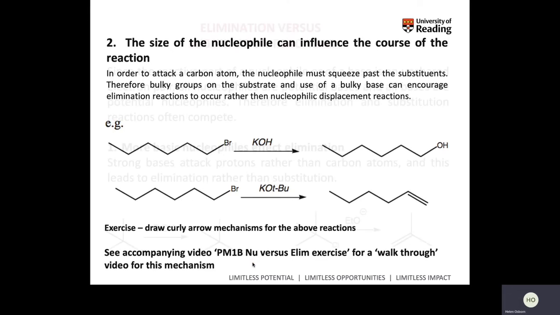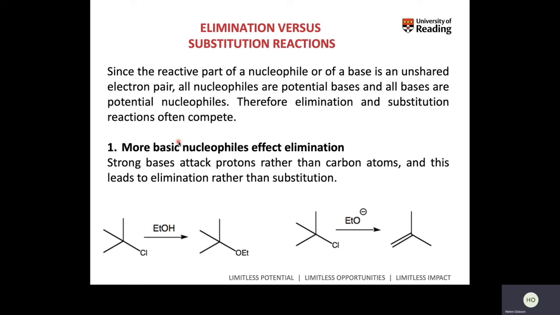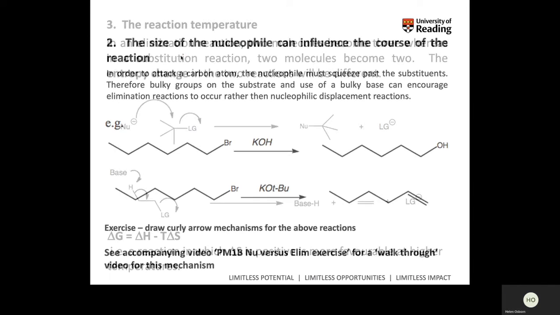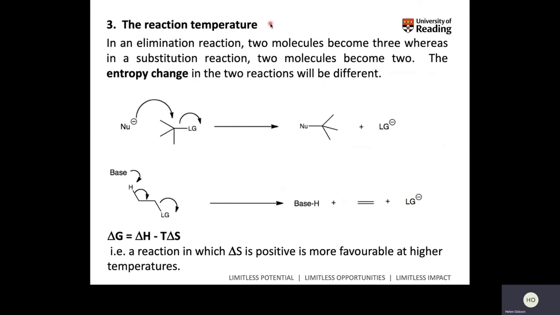Okay, but that's given us two options to influence elimination over substitution and vice versa. We can look at the basicity of the nucleophile. We can look at the size of the nucleophile. And the last thing we can do is alter the reaction temperature. That's very easy to do in the lab. You can just use solvents which have different boiling points so that when you heat them, the reaction mixture is then occurring at different temperatures.